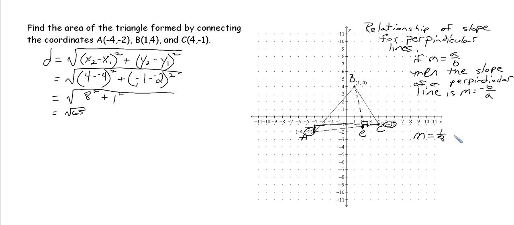The perpendicular slope would have to be the opposite reciprocal, negative 8 over 1, or negative 8. So line segment BE is on a line that has a slope of negative 8. To find the coordinates for E, we have to find the equation of the line that passes through AC and the equation of the line that passes through BE, and find out where those two lines intersect. There are several methods for doing this.